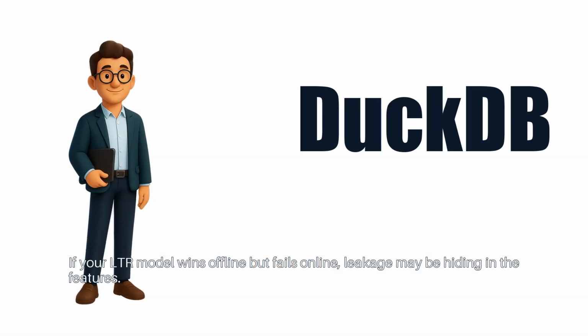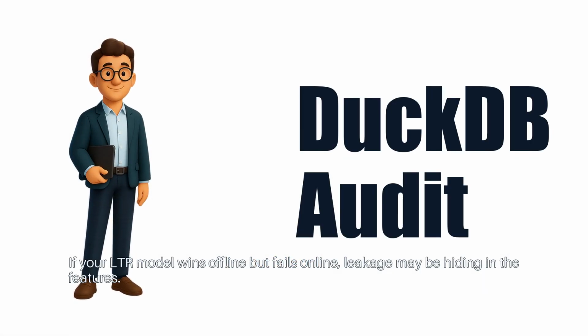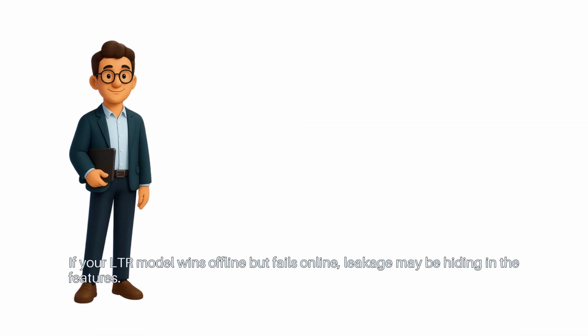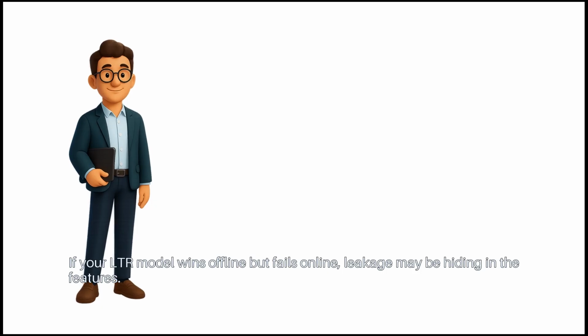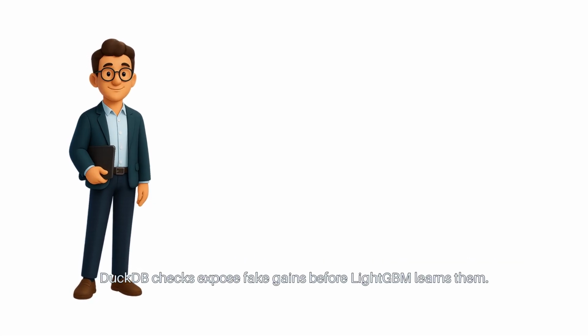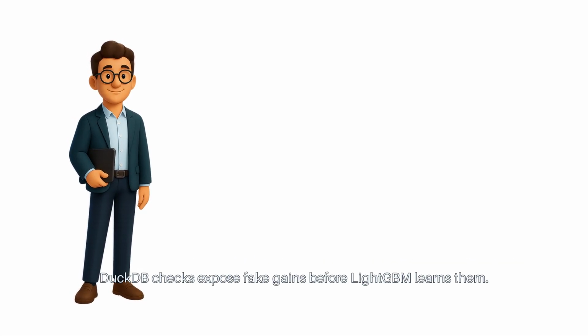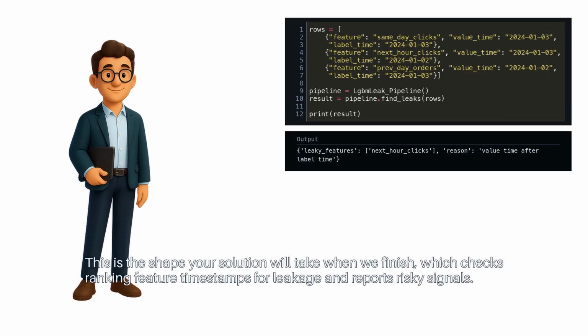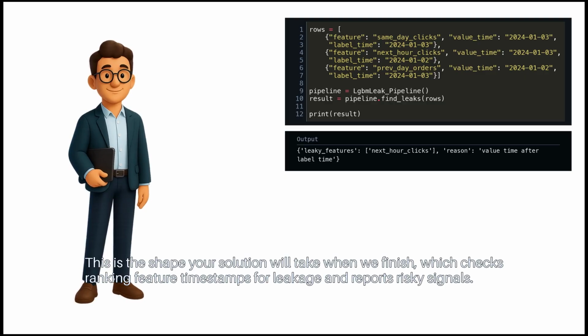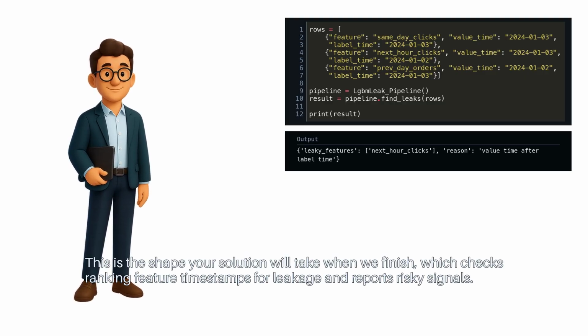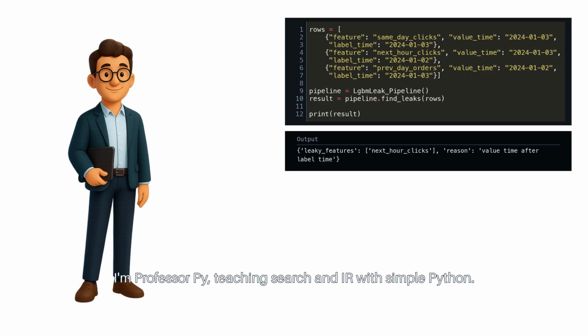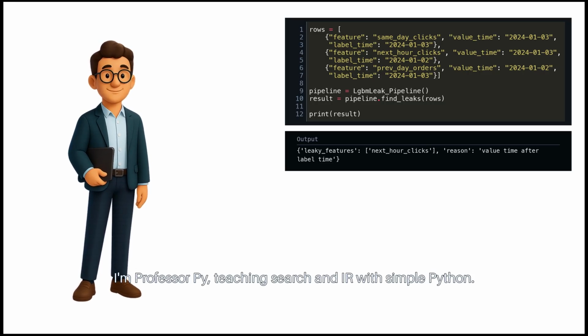If your LTR model wins offline but fails online, leakage may be hiding in the features. DuckDB checks expose fake gains before LightGBM learns them. This is the shape your solution will take when we finish, which checks ranking feature timestamps for leakage and reports risky signals. I'm Professor Pi, teaching search and IR with simple Python.